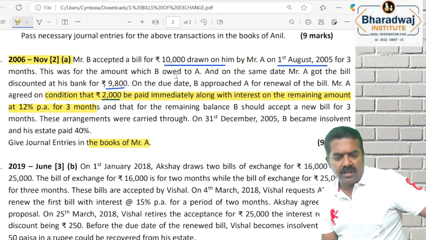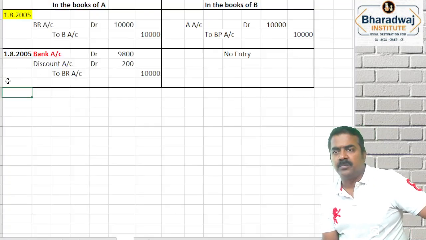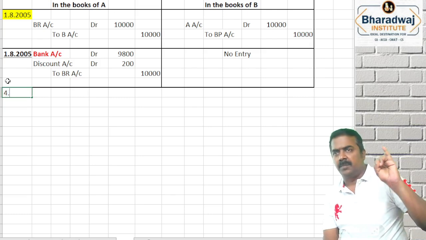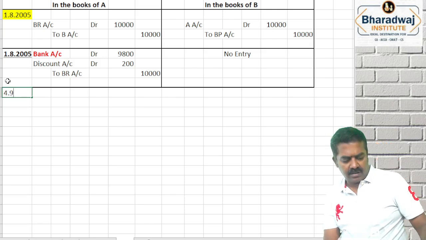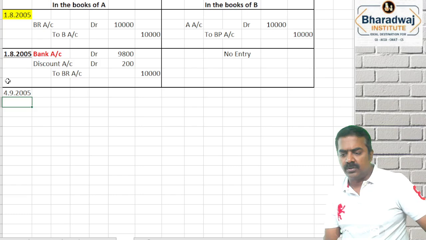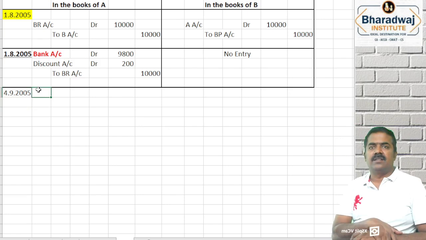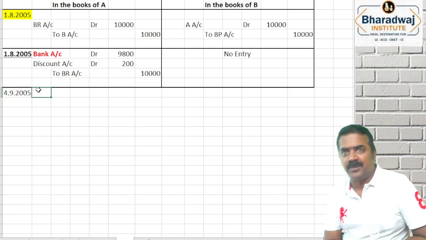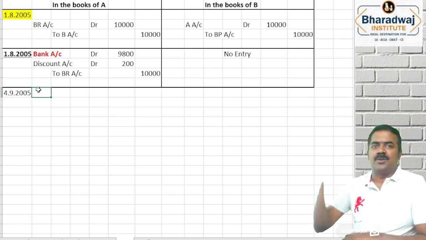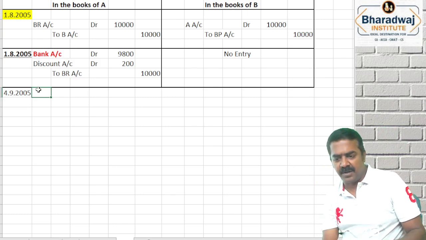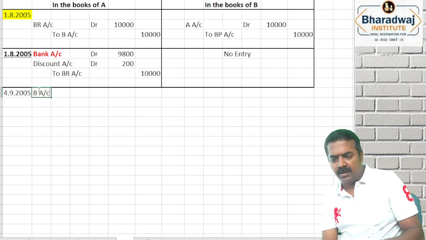Look at this. On the due date, when will it come? For a 3 months bill, when will the due date come? 3 days of grace. September, October, November. 4th November 2005 will be the due date. Bill is honored or dishonored? The bill must be cancelled. This is the discounted bill we have. Debtors account debit to bank account. B account debit to bank account.